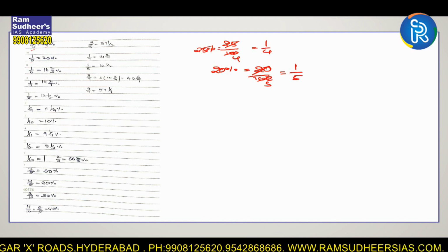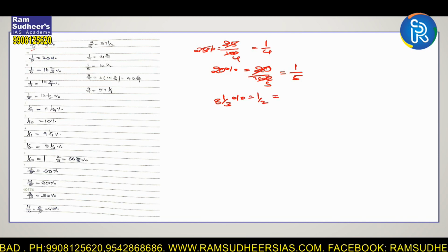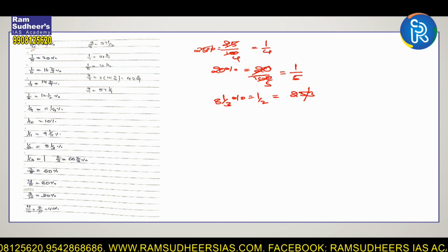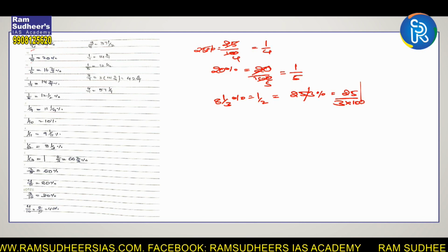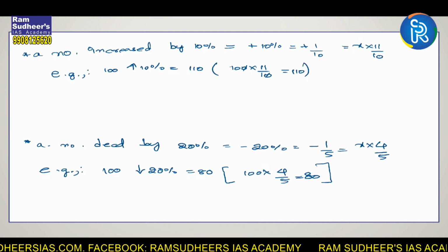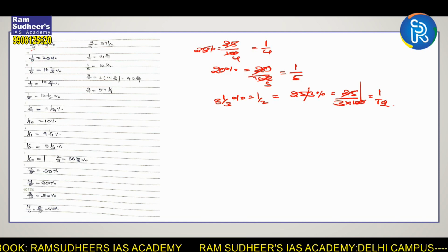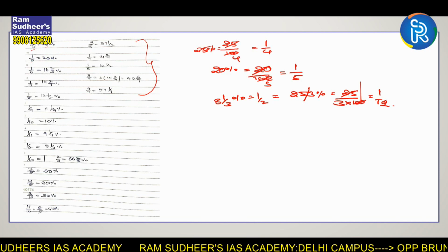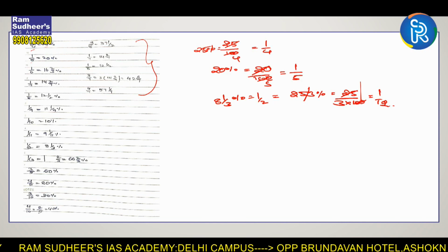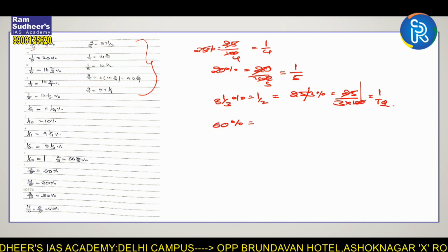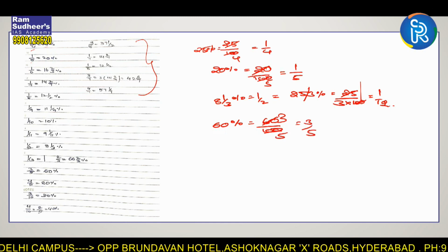Similarly, 1 by 12: 8 1 by 3 percent is written as 1 by 12, because 8 1 by 3 is 25 by 3%, which is 25 by 3 into 100. This is 1 by 12, and therefore I have written 8 1 by 3% as 1 by 12, and in all other cases this is the same derivation which I have used. Now let me take another example, 3 by 5. 60% is written as 3 by 5, which means 60 by 100, which is 3 by 5. Friends, make sure you remember all this.